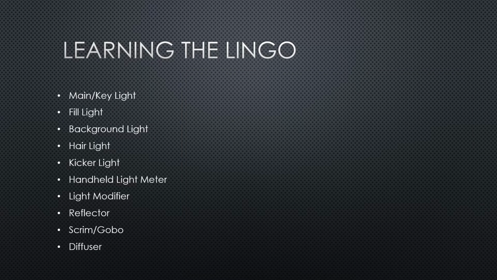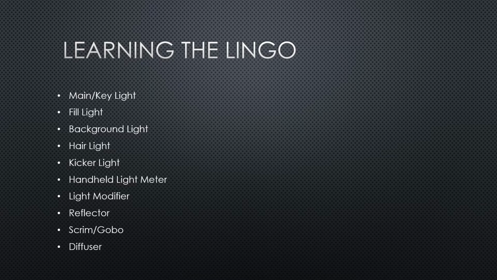Before we get started, let's familiarize ourselves with some of the terms that you may hear throughout this video and while reading or watching videos related to studio lighting. The main light is the light that is providing the primary illumination for your scene. If you're using only one light, that light becomes the main light or the key light. They mean the same thing. If you're using more than one light, the main or the key light is generally the brightest and largest source of light on the set.